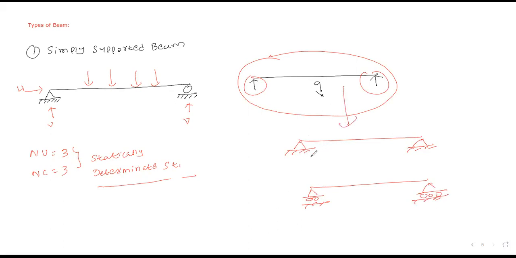Can I represent like this? Both hinge. If I provide both hinge, how many number of unknowns will you have? Just tell me.